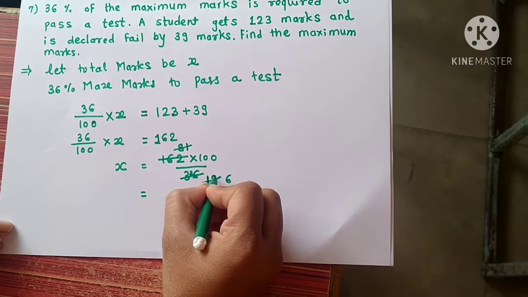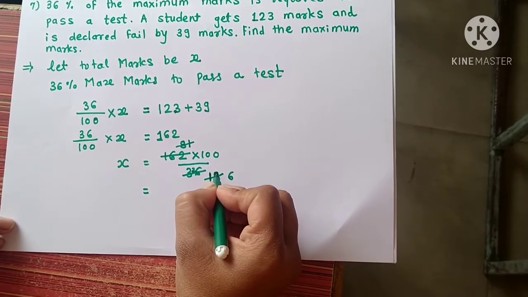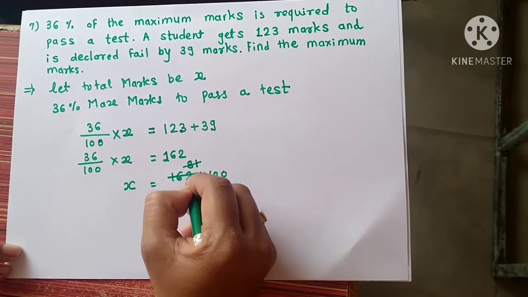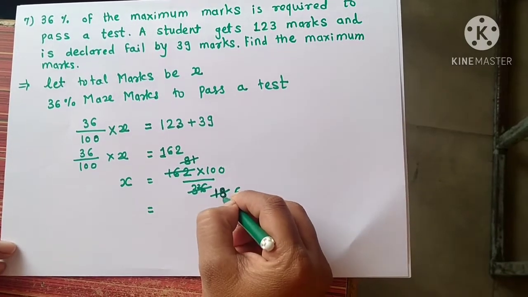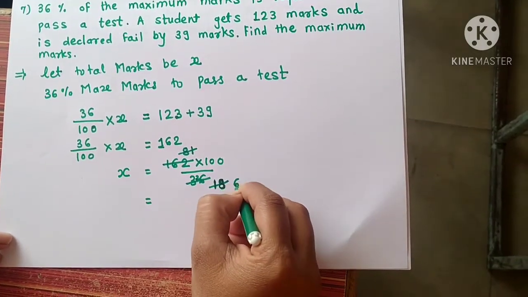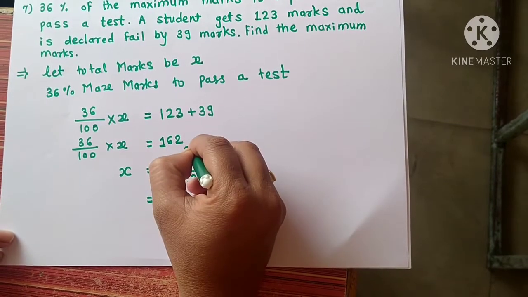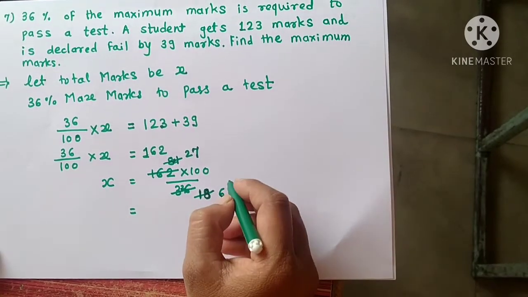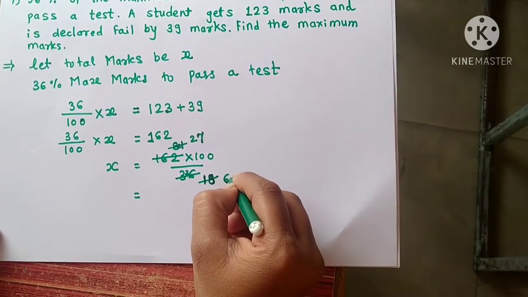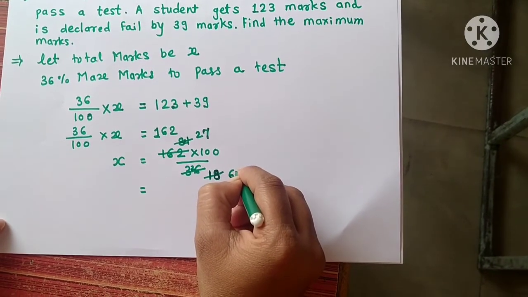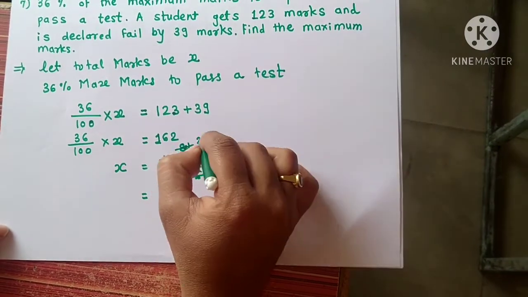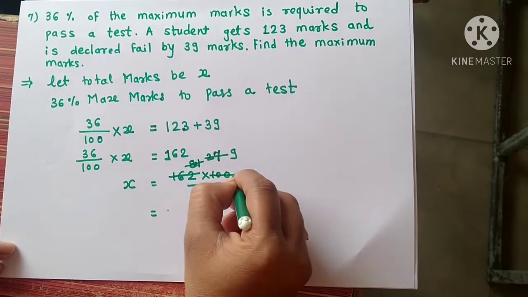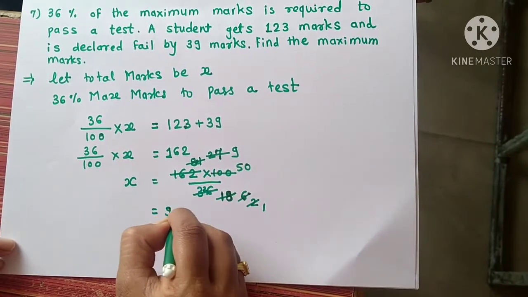So 2 18s are 36, that is 18. 2 8s are 16, 2 1s are 2. Again I am going to reduce this 18 and 81 by 3. 3 6s are 18, 3 2s are 6, here 2 remain, 2 7s are 21. Again 3 2s are 6, 3 9s are 27. So again 2 1s are 2, 2 50s are 100, 9 multiplied by 50.